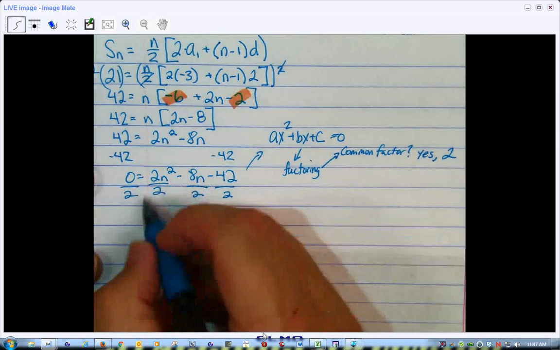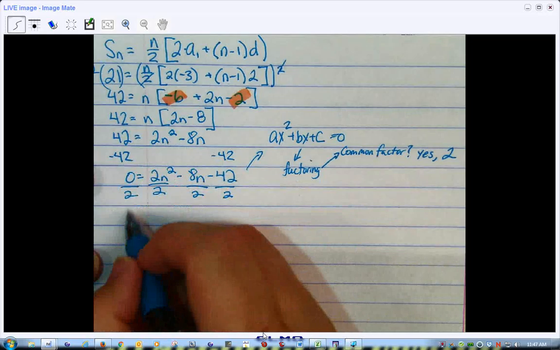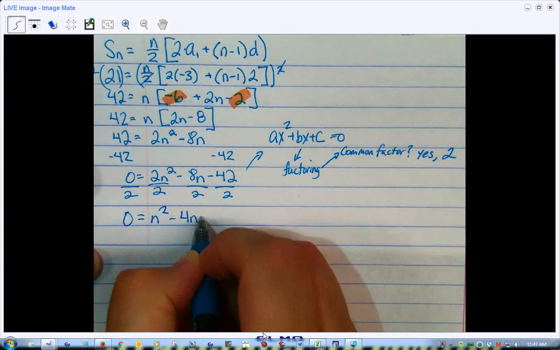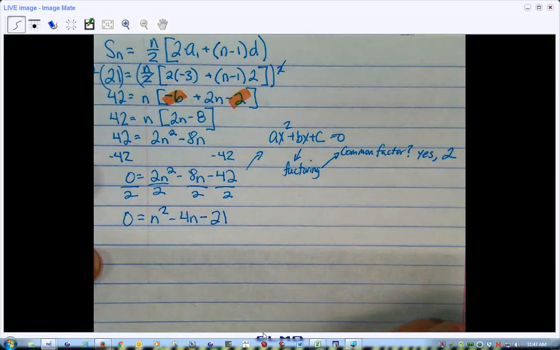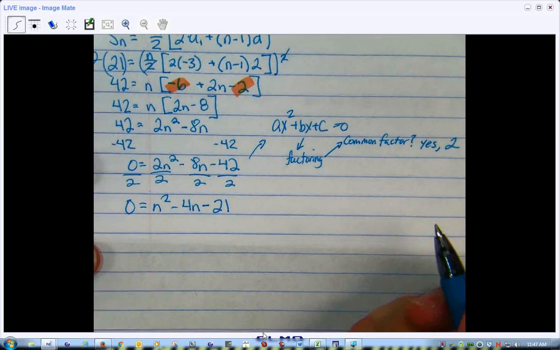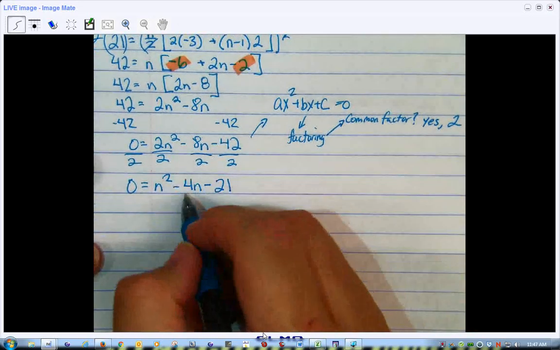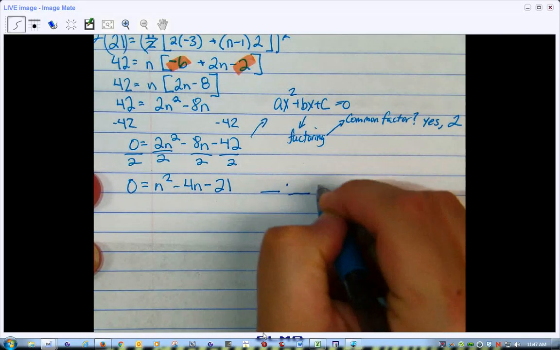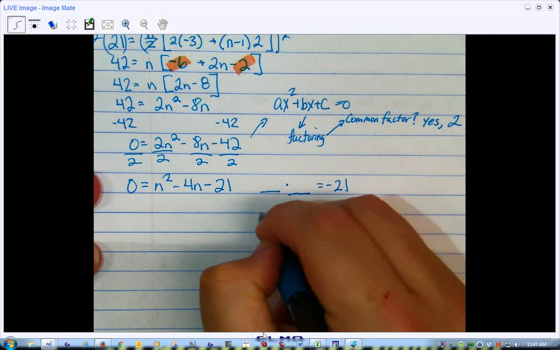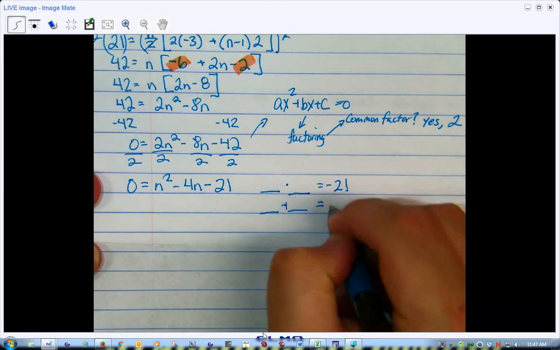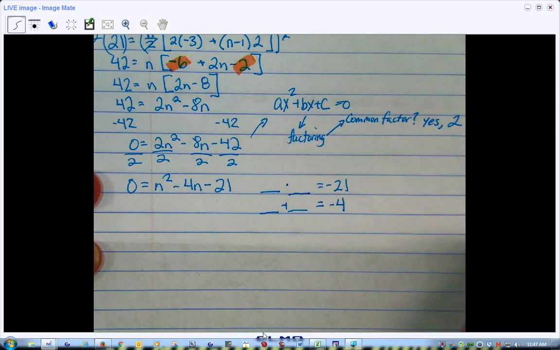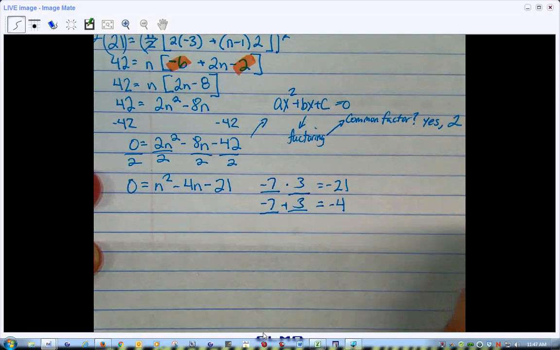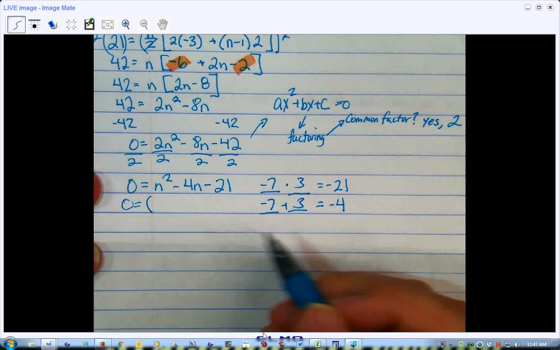So 0 is equal to n squared minus 4n minus 21. That's a little bit easier to deal with. Now, do I know two numbers that multiply together to equal negative 21 and that, when I add them together, equal negative 4? Yeah, negative 7 and 3. All right, so 0 is equal to n minus 7 times n plus 3.